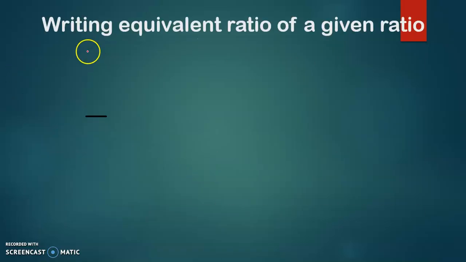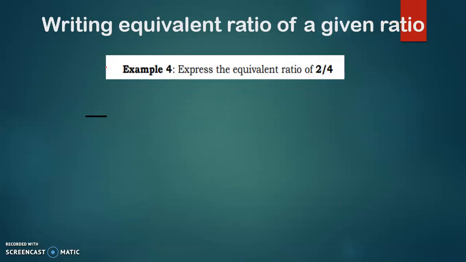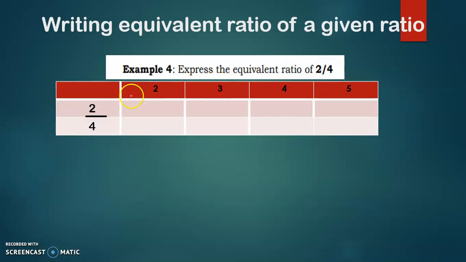Okay. Now, let's proceed. Writing equivalent ratio to a given ratio naman. Okay. Example number 4. Express the equivalent ratio of 2/4. Okay. So, meron tayo ditong ratio. 2 is to 4. Okay? 2 is to 4 ang ratio natin. Pagkuha ng equivalent ratio, pwede mo lang siyang i-multiply into numbers or quantities.